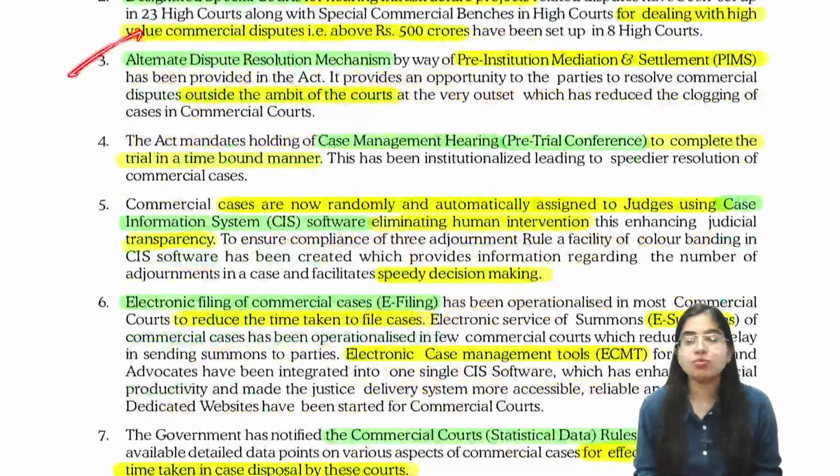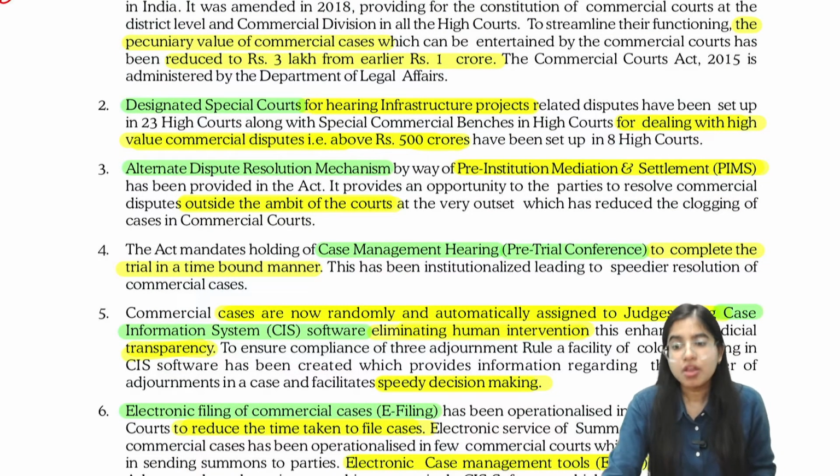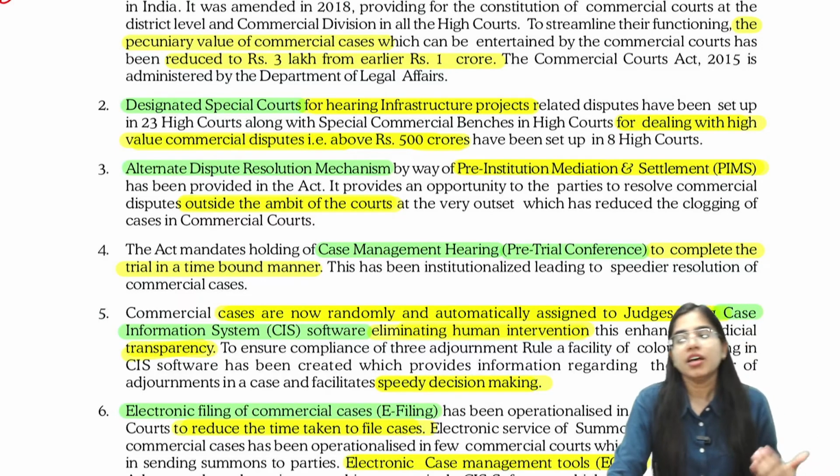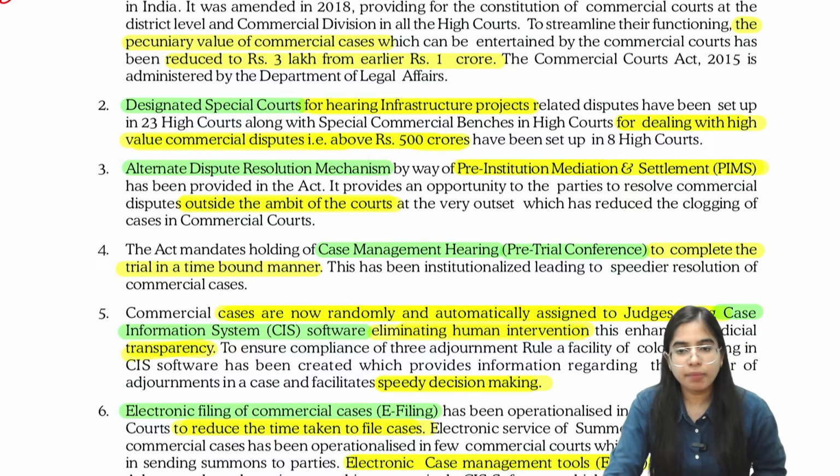Next is the alternate dispute resolution mechanism. What is ADR? Dispute resolution means dispute solving. What is the main system of dispute solving in India? Court system. Whenever there is a dispute, you go to court. So that is the dispute resolution system. Alternate means if you don't want to go to court, is there any alternate method? That is known as ADR, alternate dispute resolution mechanism.